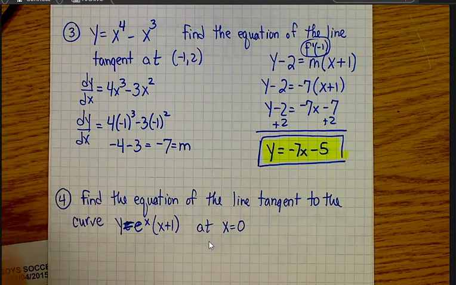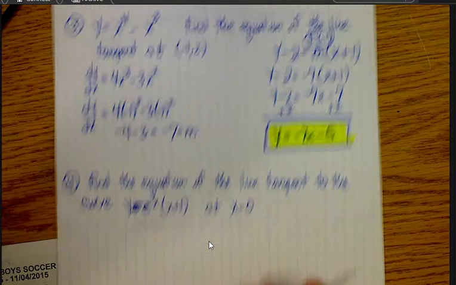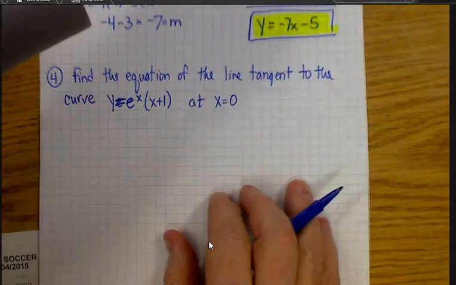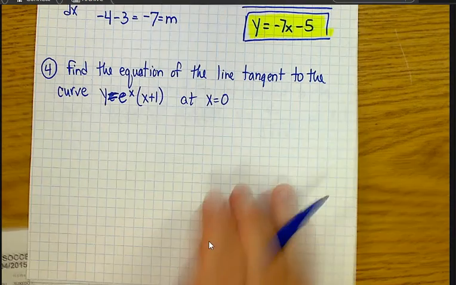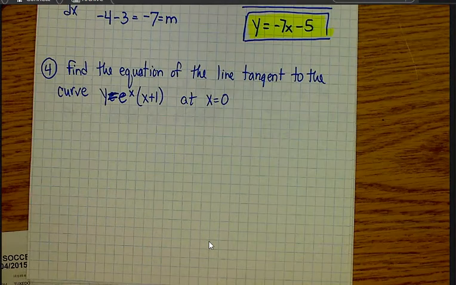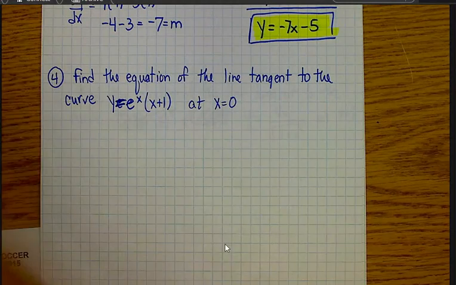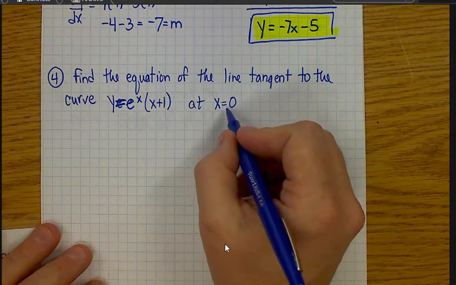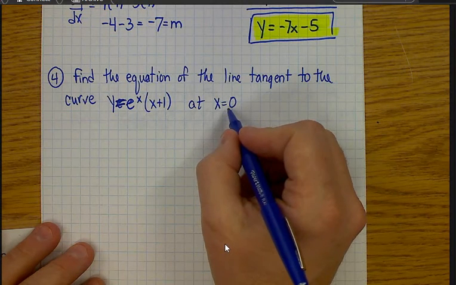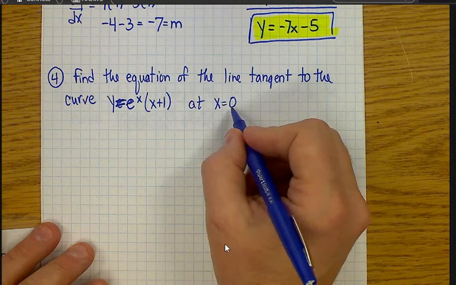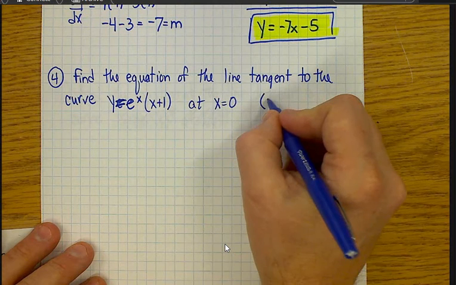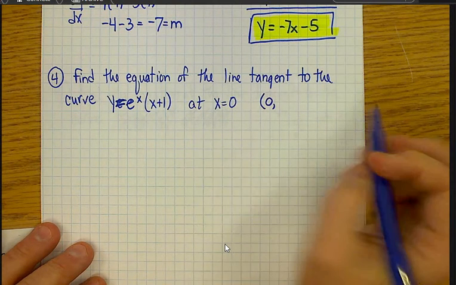Number 4, looking for an equation tangent to the curve. A little bit more difficult just because of what I'm asking you to take the derivative of, but again, it's a pretty easy derivative. So this time it's at the x coordinate x equals 0. So I need to be able to find the point. So I know x is 0. So what's my y? Well, I take 0 and I plug it in.